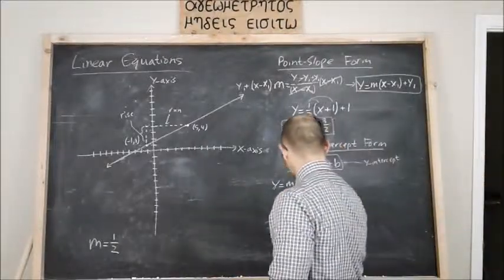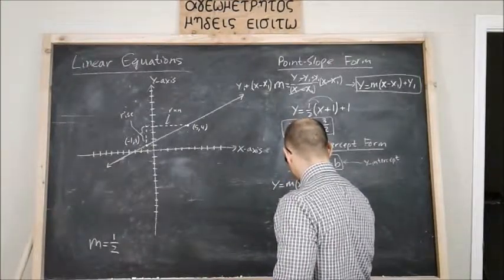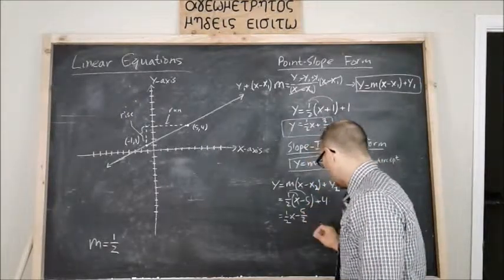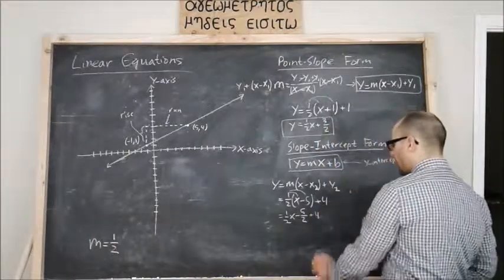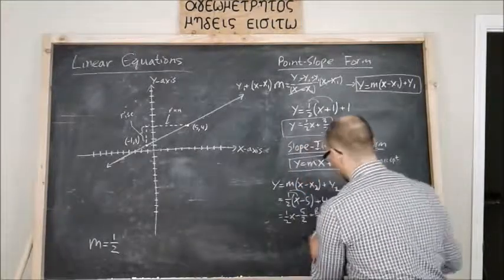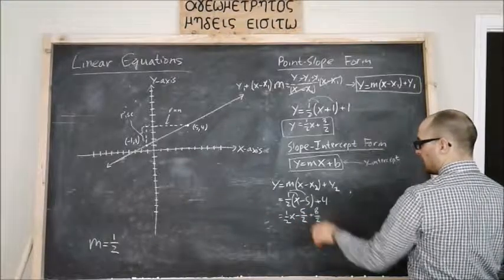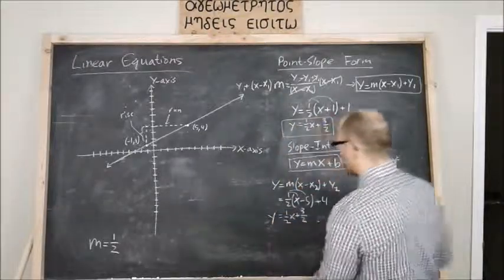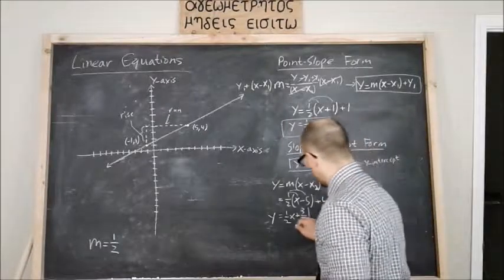Now I can distribute the 1/2. 1/2 x minus, well, 5 times 1/2 is 5 over 2, plus 4. Okay, well, 4 can be expressed as 8 over 2. So we have a common denominator. -5 plus 8 is 3. And we have y equals 1/2 x plus 3/2, which matches our answer here.